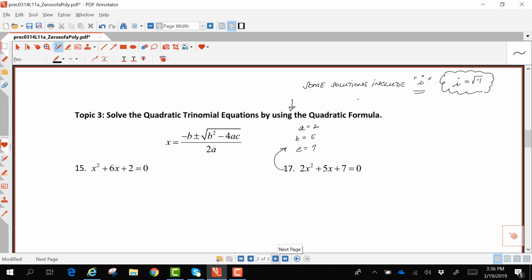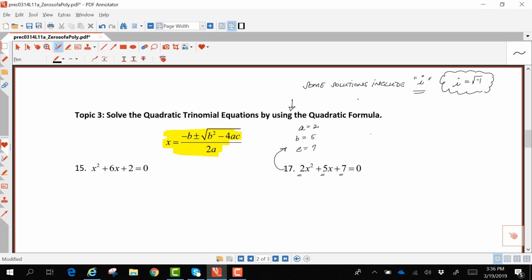Moving on to the next page, we can also solve a quadratic equation using the quadratic formula. When we do this in this section, you need to prepare to include the imaginary number. Looking at number 17, again using the quadratic formula to solve, my a value is 2, my b is 5, and my c is 7.